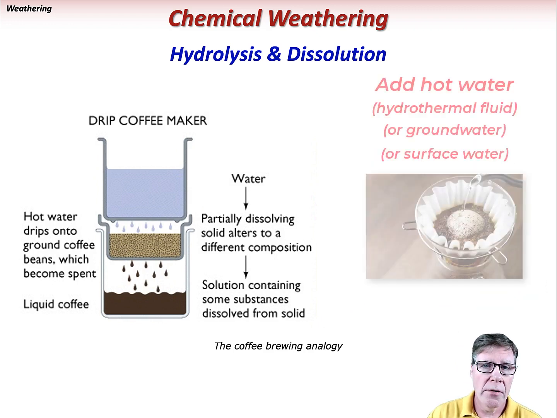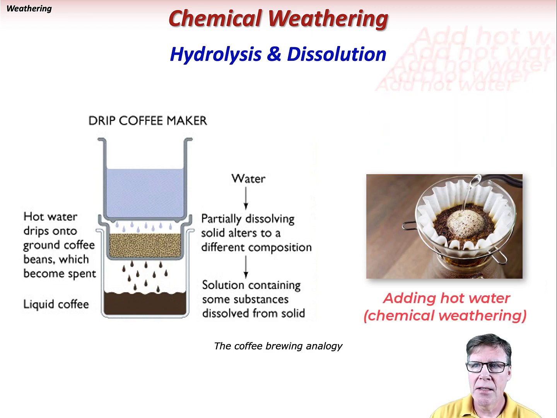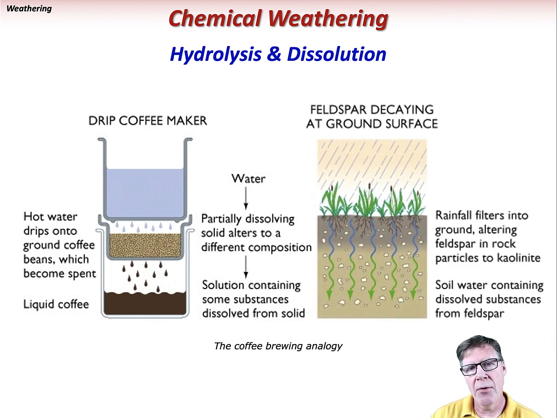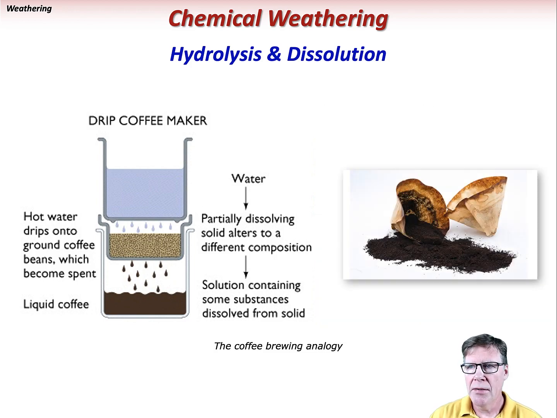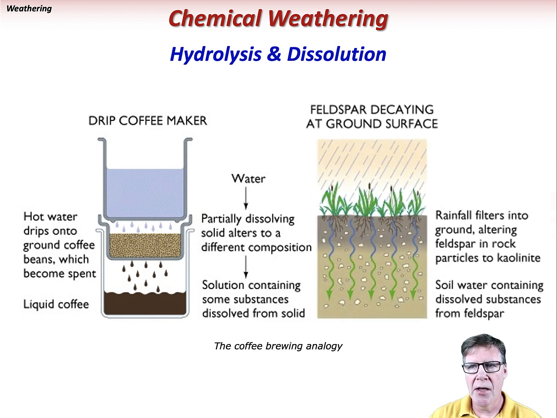Then, hot water, or hydrothermal fluid, passes over the coffee, extracting soluble material and carrying it away into the coffee pot or the mug. This is similar to how chemical weathering extracts elements like sodium, calcium, potassium, silicon from the rock and carries it away in streams and groundwater. The remaining solid coffee residue, now depleted in its soluble elements, represents the clay minerals and other insoluble material left behind.